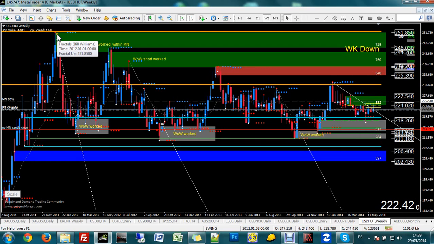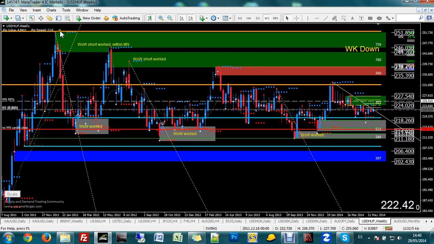Okay, and all that. So this trend line here on the weekly, I didn't draw this, but you will see what I mean. Look at that, it was broken. Okay, so this is a wow trade that worked, as you can see. Two valleys allow me to draw this trade.